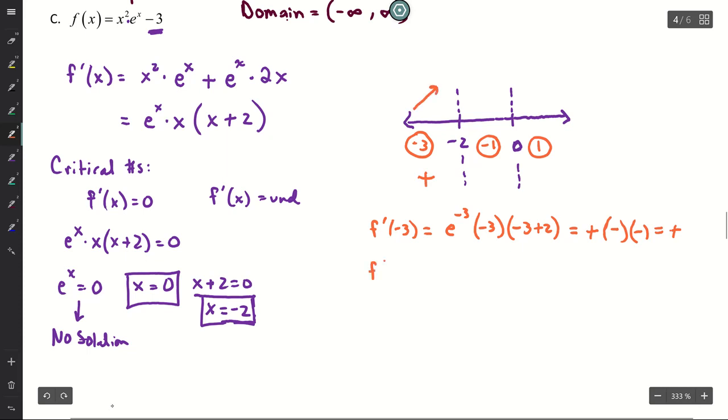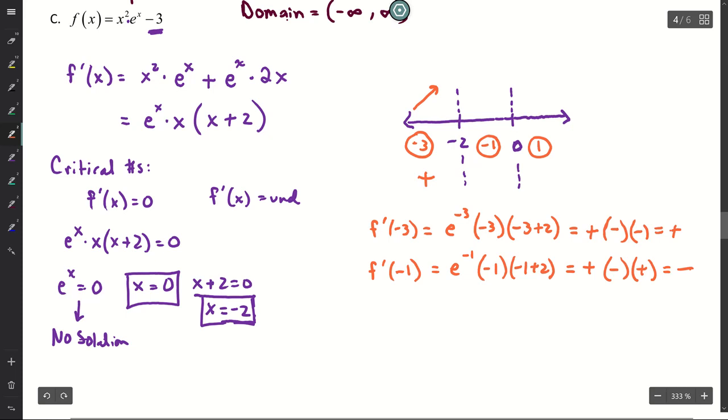All right, now do f prime at -1. That'll be e to the negative 1, times negative 1, and then negative 1 plus 2. As mentioned before, e to any power is going to end up being positive. Negative 1 is obviously negative, and then negative 1 plus 2 is going to end up being positive. So we have two positives multiplied by a negative. That would end up being negative overall, and that would indicate to me that I'm decreasing on that interval.